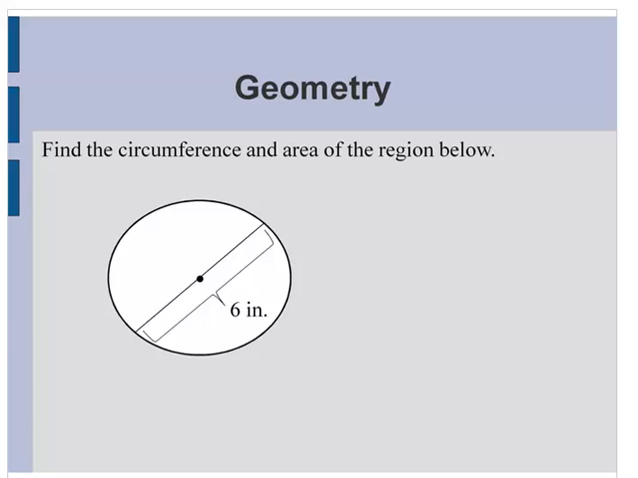Find the circumference and area of the region below. Here we're given a circle, and we're given that this distance across the circle is 6 inches. We call that distance across the diameter. The distance from the center to the edge is called the radius, and the distance all the way around, so if we start at some point and go all the way around, that distance is called the circumference.